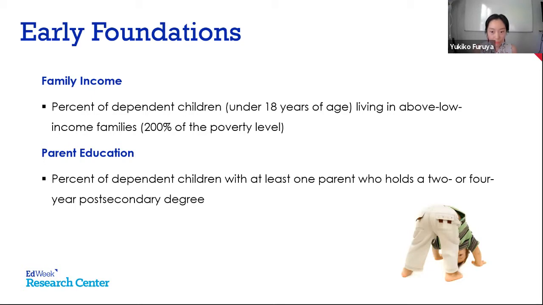Among 13 indicators, 4 of them deal with social and economic conditions related to early childhood before schooling. Family income is the percent of dependent children living in above low-income families, which is defined as 200% of the federal poverty level, which depends on the size and composition of the family. And parent education is the percent of dependent children with at least one parent who holds a 2 or 4 year post-secondary degree.